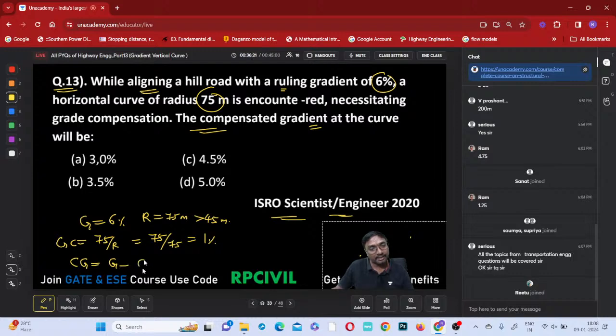Original gradient minus grade compensation. The original gradient is 6% minus the grade compensation of 1%, so it becomes 5%. Option D will be the correct answer. Is it clear? Shall we go to the next one?